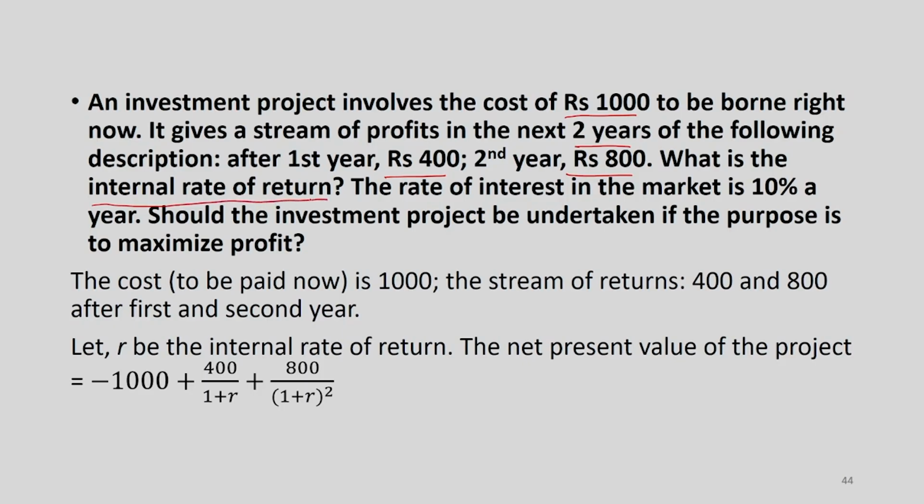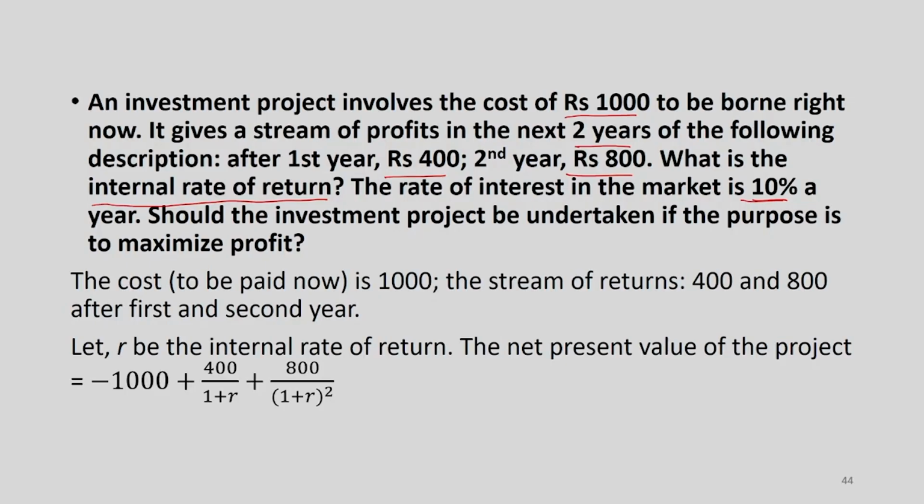Okay, so this is the new thing that we are discussing in this question, which is, by the way, something we discussed in the course of the lectures also. We have to first find out the internal rate of return. That is the first part. The rate of interest in the market is given, it is 10% a year. The question is, should the investment project be undertaken if the purpose is to maximize profit? So, this is the second part.